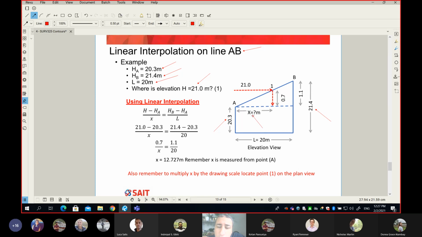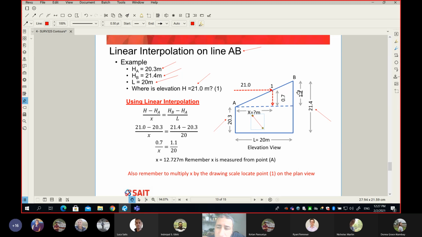I want to find where is X for a point, which is point number 1, that we know the elevation is 21, because I'm trying to draw a contour line 21. Okay? So really, this is my target. I want to find X, which is not really a very difficult process. Let's work the math out.